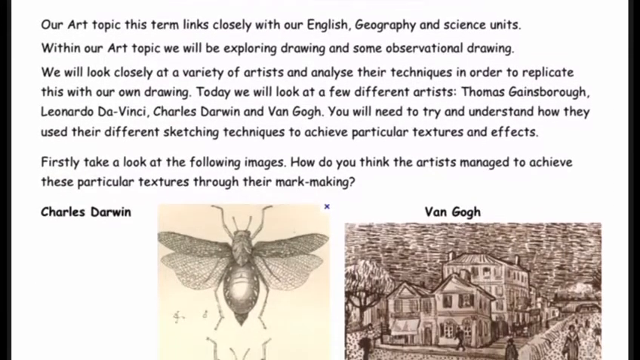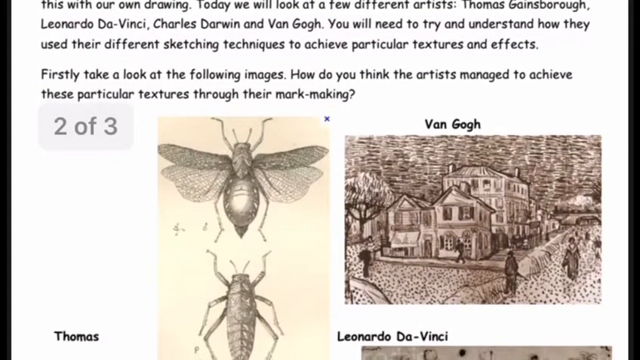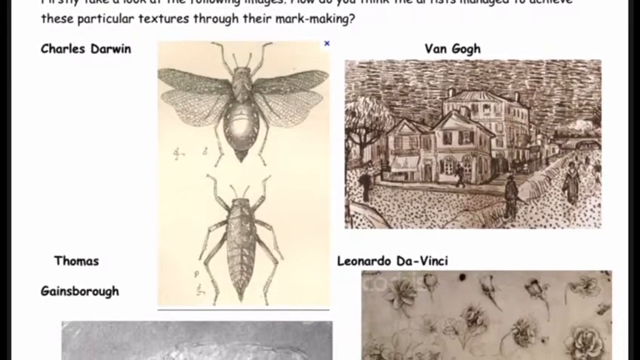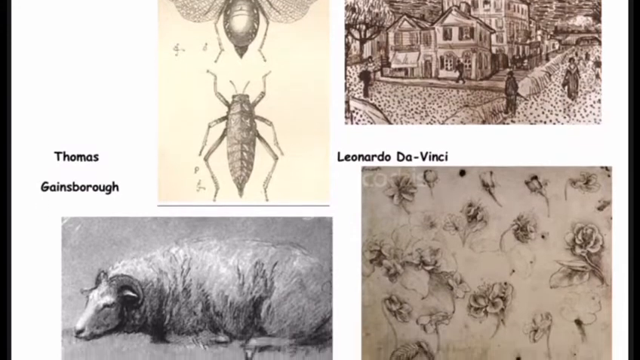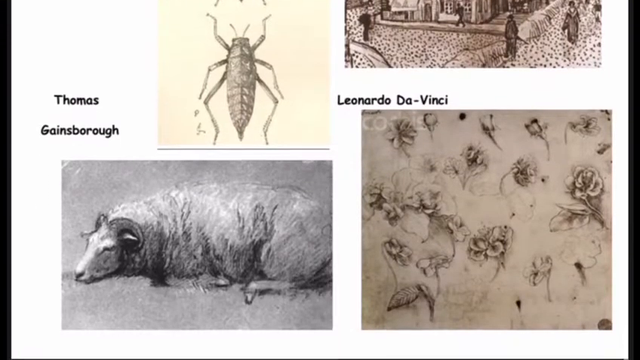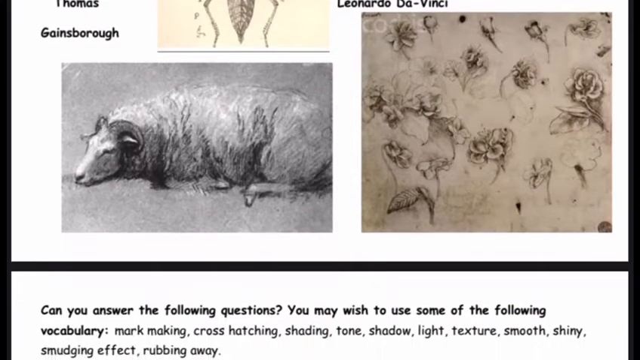Today we're going to look at 4 different artists: Thomas Gainsborough, Leonardo da Vinci, Charles Darwin and Van Gogh. Firstly, I want you to look closely at the following images you can see on this page and try and understand how the artists have achieved these textures shown through their mark making and what kind of techniques did they use. You might want to pause the video to have a look at the images closely.